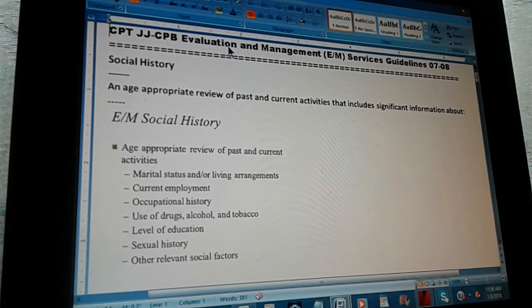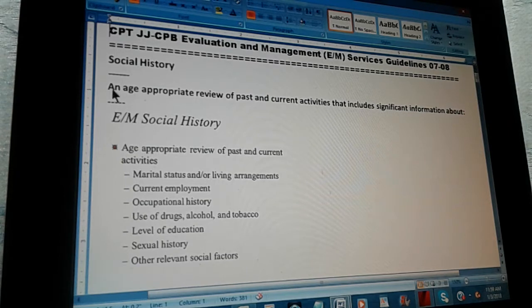CPT JJ-CPV Evaluation and Management E&M Services Guidelines, page 7, part 8. We're reviewing the guidelines for E&M coding, Evaluation and Management, and now we're going to touch the social history. The history of the patient with other people. That's what it means, social history, right? And can you read that?